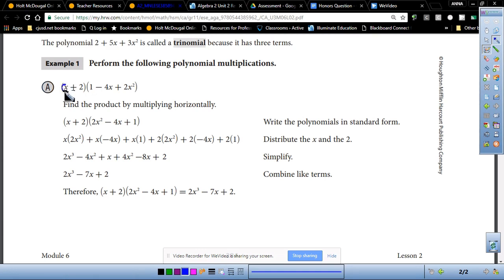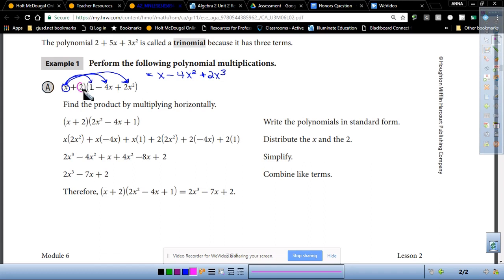So I'm going to start with my first term. My first term is x, and I'm going to multiply it out. So I get x times 1, well, that's x. Then I distribute it again, and I get x times negative 4x. That's negative 4, and the x times the x makes x squared. But now this is where it's different from Algebra 1. Now there's a third term, so I have to distribute my x again. And x times 2x squared, that is 2x cubed.